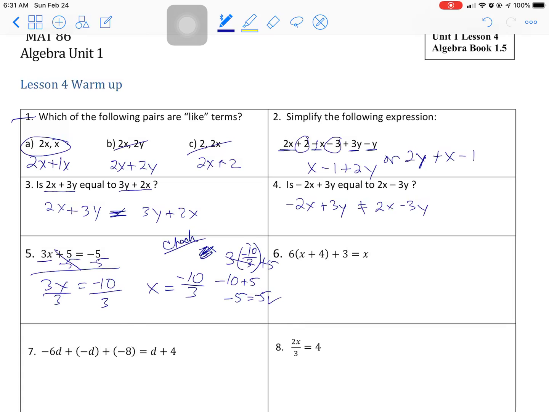All right, over here we have to look at the parentheses. X plus 4 are not like terms, so we can't add them. So our first step would be distribute. And distribute. All right, and then add like terms. So we did D, now we need to do C, which is combine like terms. 6x plus 27 equals x. Ooh, this is a weird one.